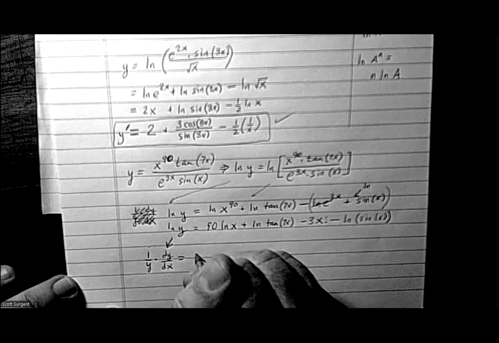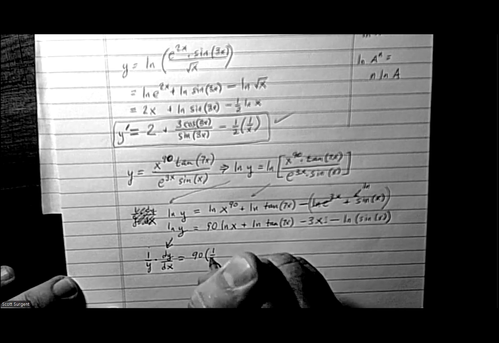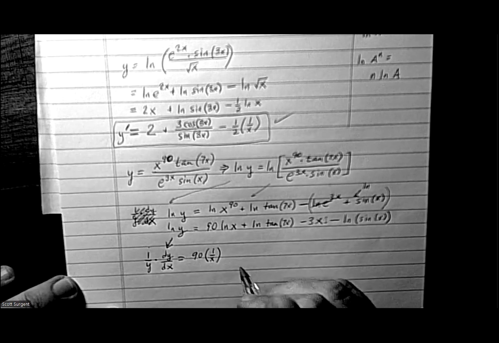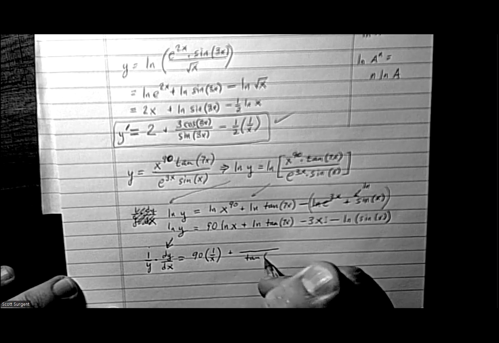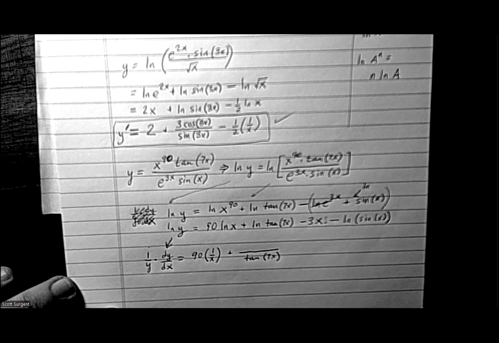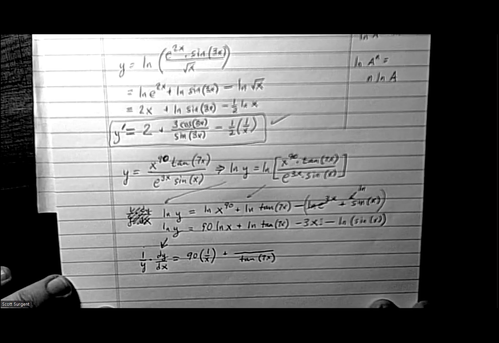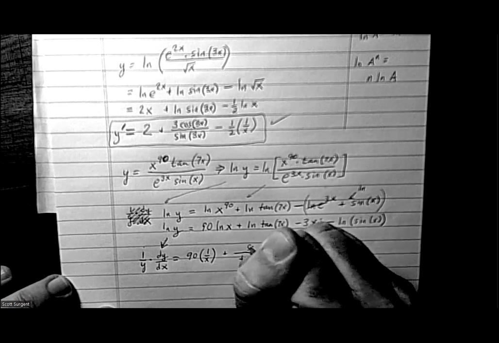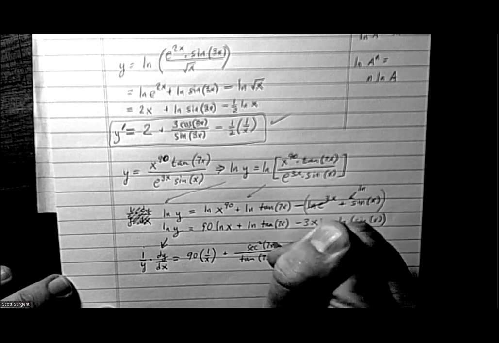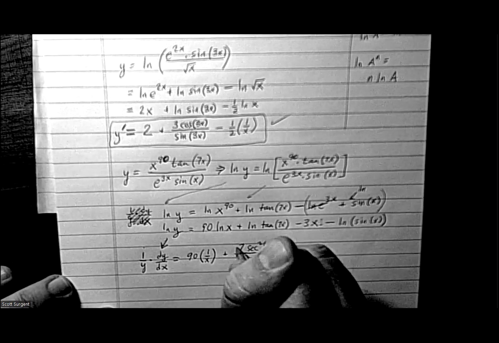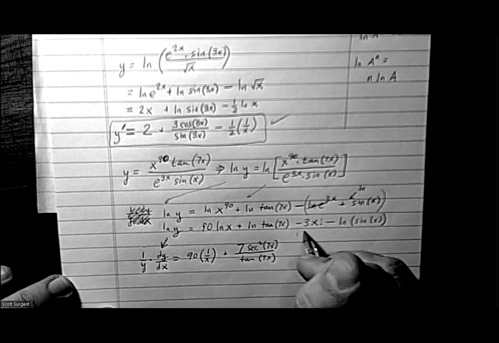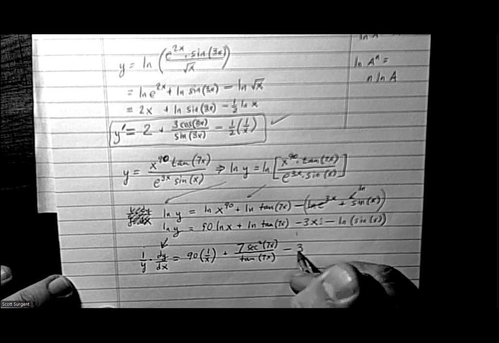So this becomes 90 times 1 over x. This one is tan of 7x in the bottom. So then a derivative of tangent, and that's a good question to know. That's secant squared of 7x. And then there's a chain rule with that 7x, the 7. All right, put it out in front. Derivative of minus 3x is just minus 3.